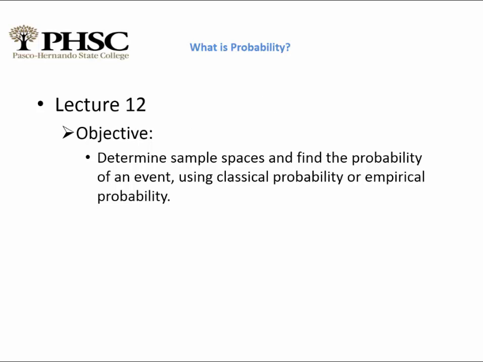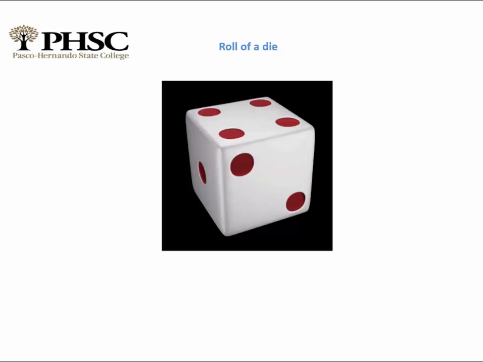The objective for this lesson is that we're going to determine the sample spaces. We're going to talk about sample spaces. We're going to find the probability of an event. We're going to talk about classical probability, and we're also going to talk about empirical probability.